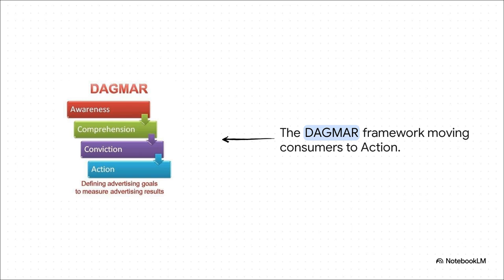A classic textbook example of moving consumers down these ACCA steps is Nike's iconic Just Do It campaign. First off, they create this massive global awareness of the brand. Then, they build comprehension of what Nike's really about: athletic excellence, pushing through barriers. That builds conviction, which is basically an undeniable preference for their gear over the competition. And that ultimately drives the final action, which is actually buying the shoes.